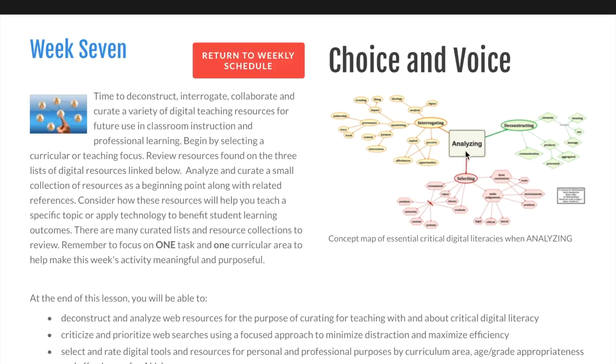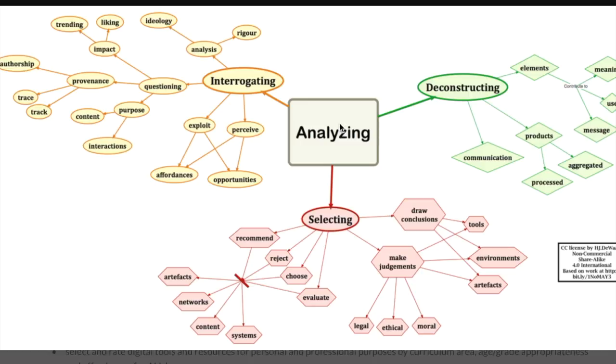analyze digital teaching resources. In this case, we'll take a look at provenance, take a look at affordances and opportunities of different tools, look at products and processes as we deconstruct and select digital resources that we would recommend, or we can make ethical judgments or moral decisions about using, and drawing conclusions about tools, environments, and artifacts is all part of the analyzing process.